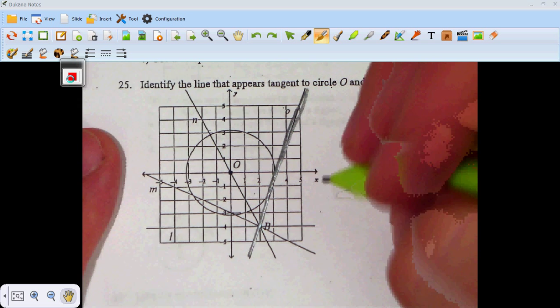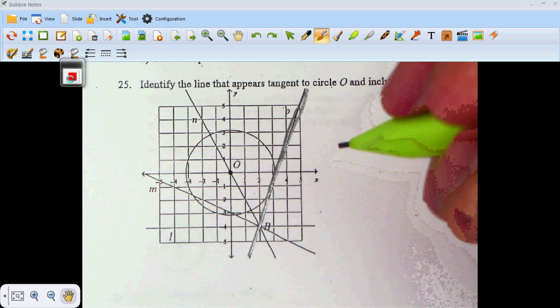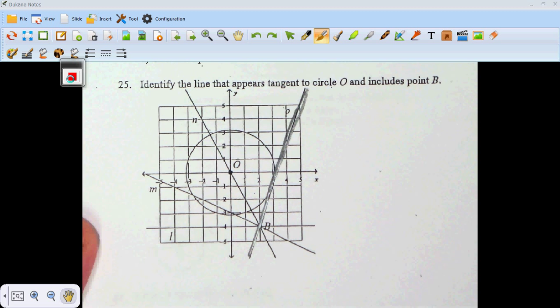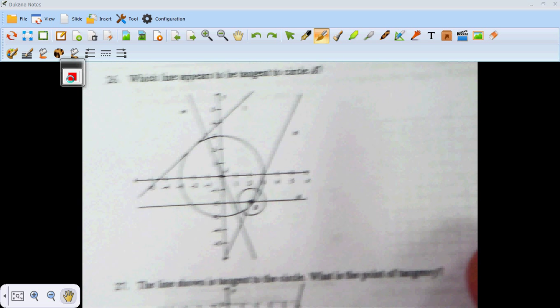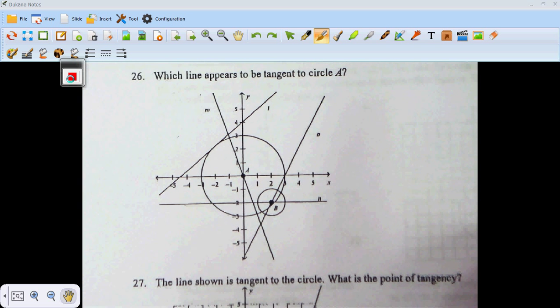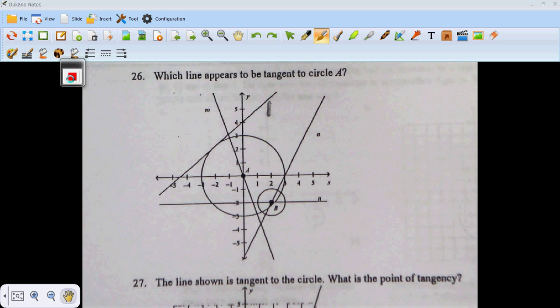Oops. All right, sorry about that. Okay, so now 26. Take a look at that one. Which one is tangent? L. Okay, line L. 27.